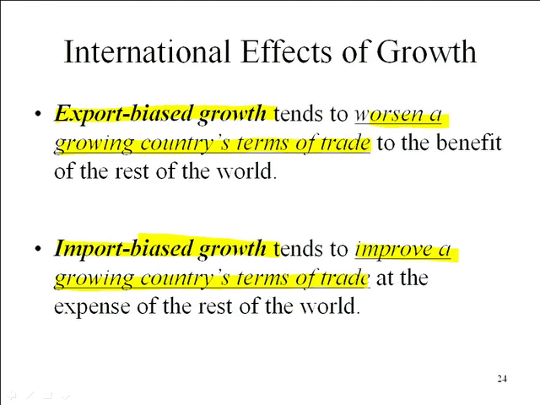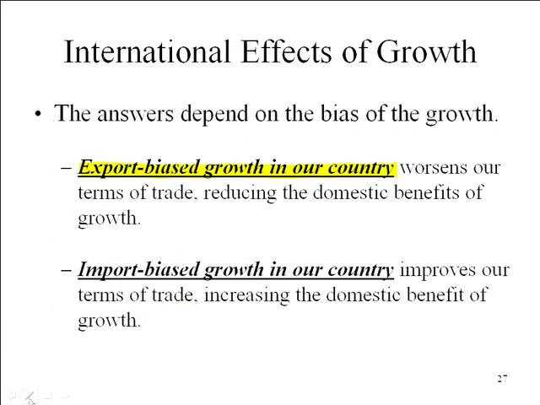Export bias growth, our own export bias growth, worsens our terms of trade. So what we could say is export bias growth is going to increase the relative supply of our export good, right? Which will lead to a decline in the relative price of our export good, which is a decline in our terms of trade, which is also a decline in our aggregate economic welfare.